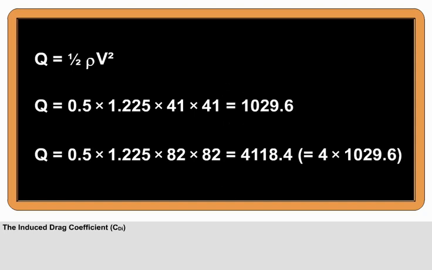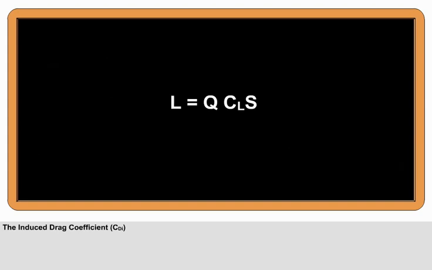If an aircraft's speed is increased from 80 knots, 41 meters per second, to 160 knots, 82 meters per second, the dynamic pressure will be 4 times greater. ISA sea level density is used here, but any constant density will give the same result. Referring to the lift formula, lift equals Q times CL times wing area S. If dynamic pressure is 4 times greater because speed is doubled, CL must be reduced to 1/4 of its previous value to maintain a constant lift force.